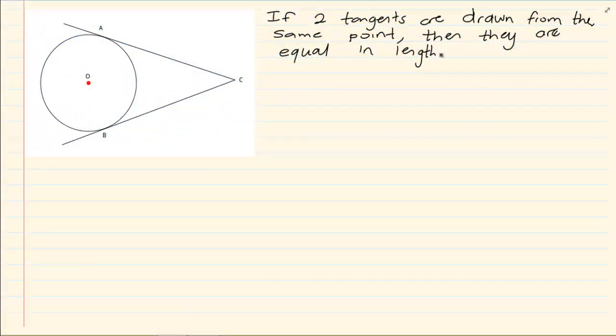Today we're going to discuss the theorem that states if two tangents are drawn from the same point, then they are equal in length. Now look at what they say. A tangent means that the line touches the circle only at one point. So there's two tangents, 1 and 2. But they are coming from the same point. So both of them are coming from C. If they are coming from the same point, then they are equal in length.